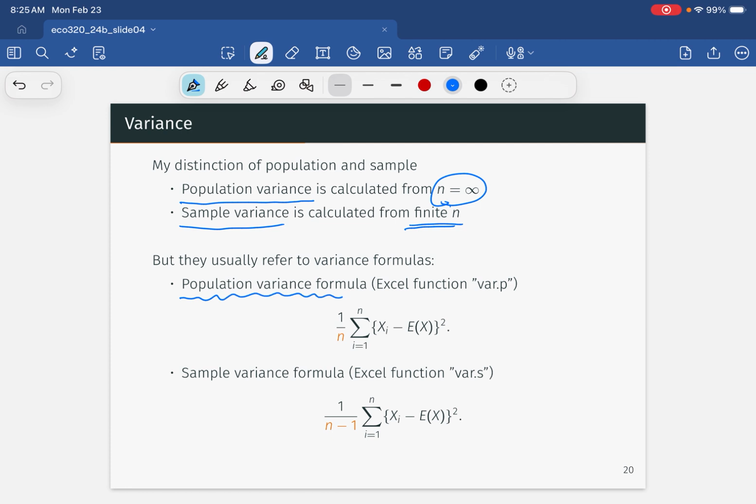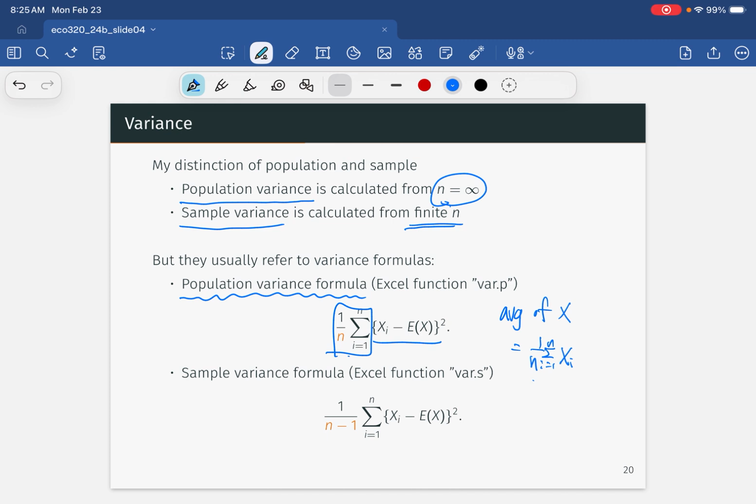Population variance formula is using n as the denominator. So remember, when you calculate the average of x, it's calculated this way. This is very natural. It is a very natural form. So this much is here. So it is the average of this guy, that is squared deviation.